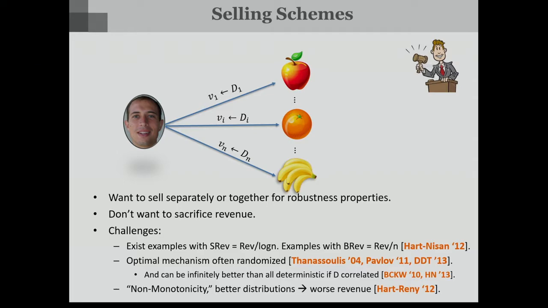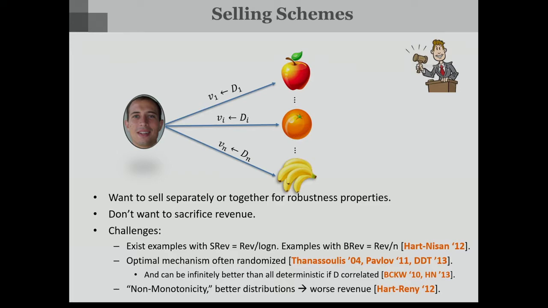Really quickly, I'm not going to go through all of these examples, but I want to state that there are actually a lot of formal barriers to accomplishing this. The first is that we know from the work of Hart and Nisan from 2012 that there are examples where selling separately can only guarantee you a logarithmic factor of the optimal revenue, and there are also examples where selling together can only guarantee you a linear factor of the optimal revenue. So for both of them, there are examples where they can be very bad.